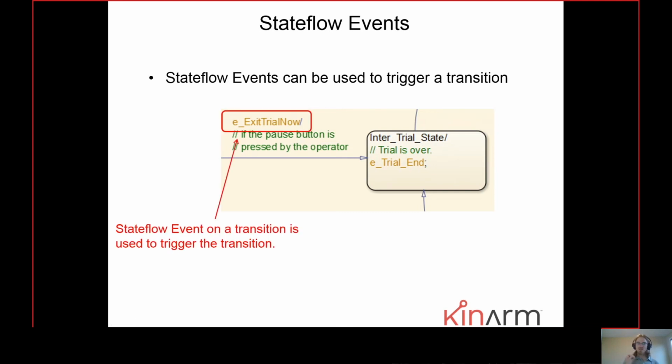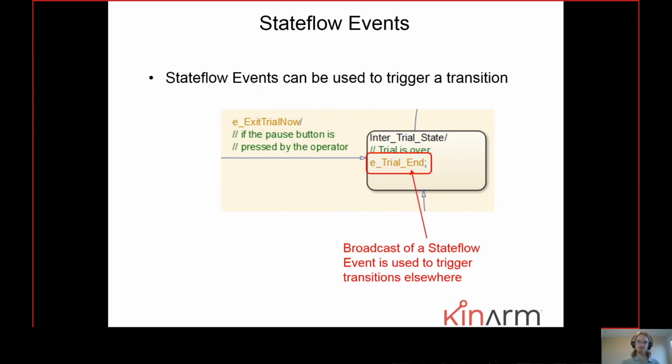Now, there are two types of events that you'll normally make use of. These are events that are inputs, and they come from outside the system, and they're intended to make your system do something immediately, generally. In particular, this one is the exit trial now event. It's one of our standard events. You need to put the handling for that within your model in order to handle the pause button. So when the subject hits the pause button, you need to handle this event in order to make your task pause properly.